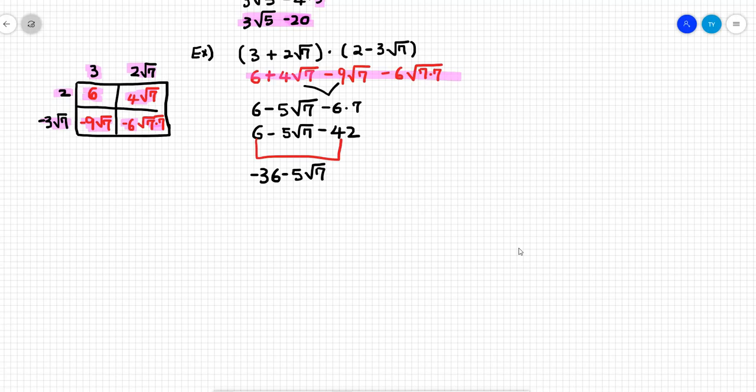So you can combine the middle term over here, 4 square root of 7 minus 9 square root of 7. Then again, square root of 7 times 7 becomes a 7, right? So you got 7 here and minus 6 over there. And combine the 4 and minus 9, you end up with minus 5 square root of 7. Now you can combine the constants, 6 and minus 42, you get negative 36, and minus 5 square root of 7.